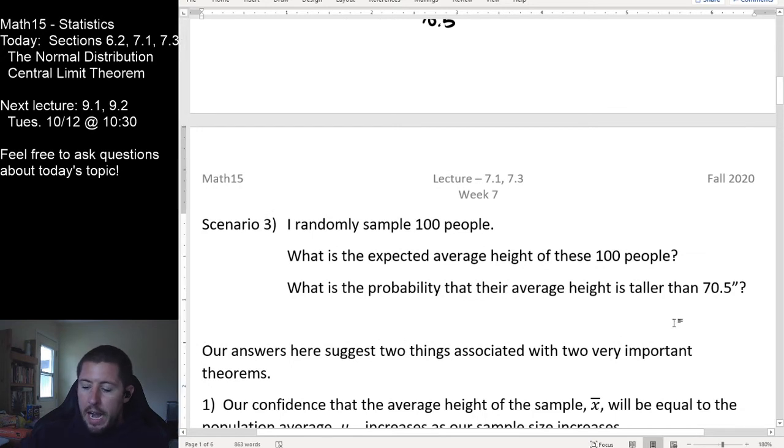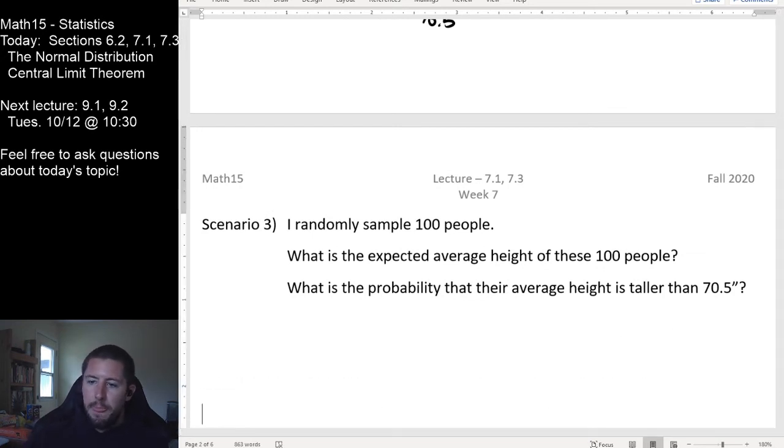Scenario 3 now. Now I'm going to sample 100 people. What on average do we expect to get for the average of 100 people? So now in this case, your homework is that every student in the class needs to go take a random sample of 100 people. All 70 of you are going to sample 100 people. And again, I don't want your 100 individual responses. I want you to find the average, and you're just going to report the average back to me.